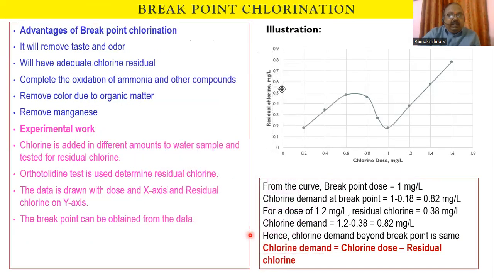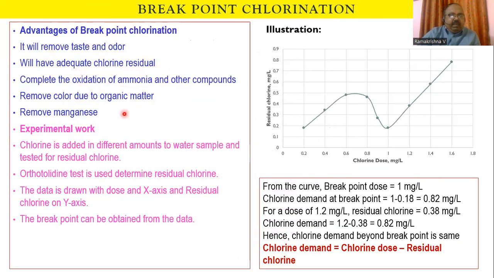What are the advantages of the breakpoint chlorination? So it reduces unnecessary addition of chlorine. It removes the taste and odor, provides adequate chlorine residual, and completes the oxidation of ammonia and other compounds. It removes color due to organic matter, and it removes manganese.